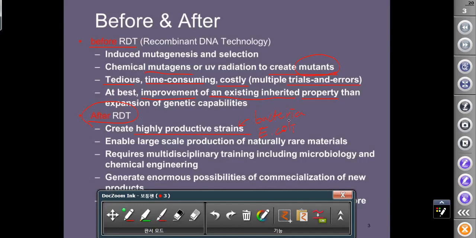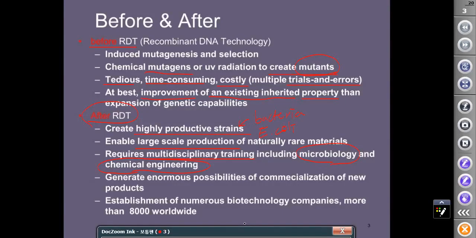Okay, and as I just explained, large scale production. All right, and it is multidisciplinary training because it requires not only microbiologists but also chemical engineers, just like you. Okay, why? Because it's manufacturing. Manufacturing requires chemical engineers. All right, so there your role comes.